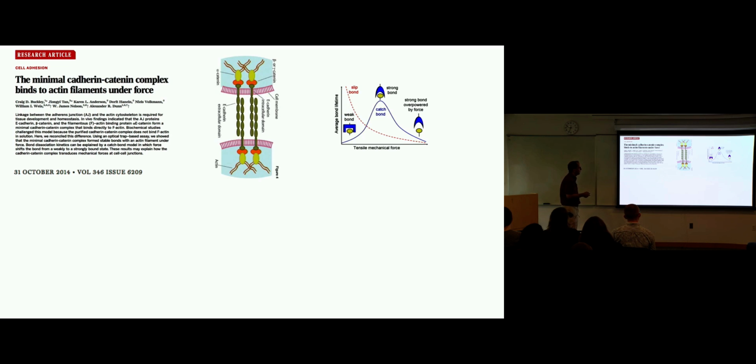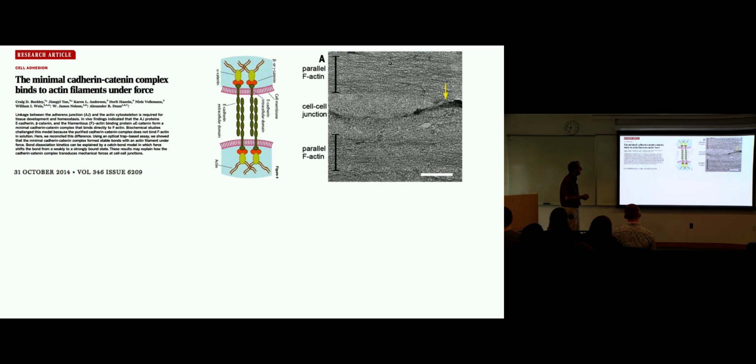So remember, I told you about these slip bonds and these catch bonds. And so one of the questions in the field was, do these proteins in these adherens junctions have slip or catch bond-like behavior? This is an electron micrograph showing a cell-cell junction. You can see these linear things in here? Those are actin filaments, and these actin filaments are ultimately connected to regions where these cells interact with each other.